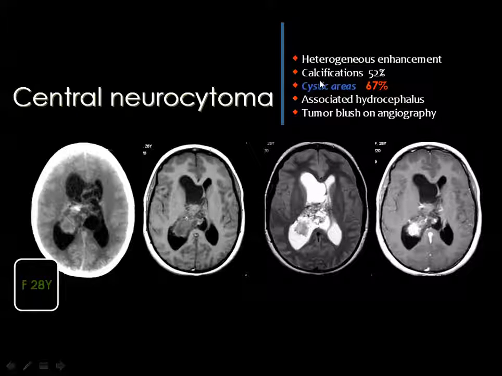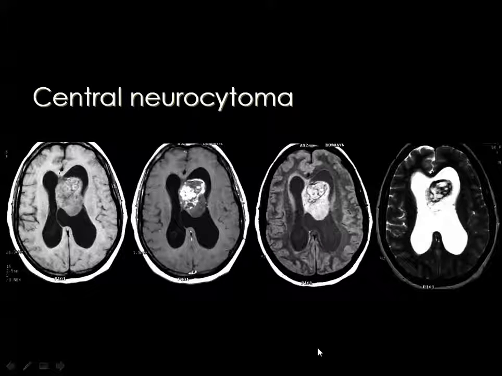It has a high incidence of calcification and a very high incidence of cystic changes. And whenever you see a tumor inside the ventricle in a young adult patient with cystic changes within the tumor itself, then you think of this particular type of the tumor, which is a central neurocytoma.